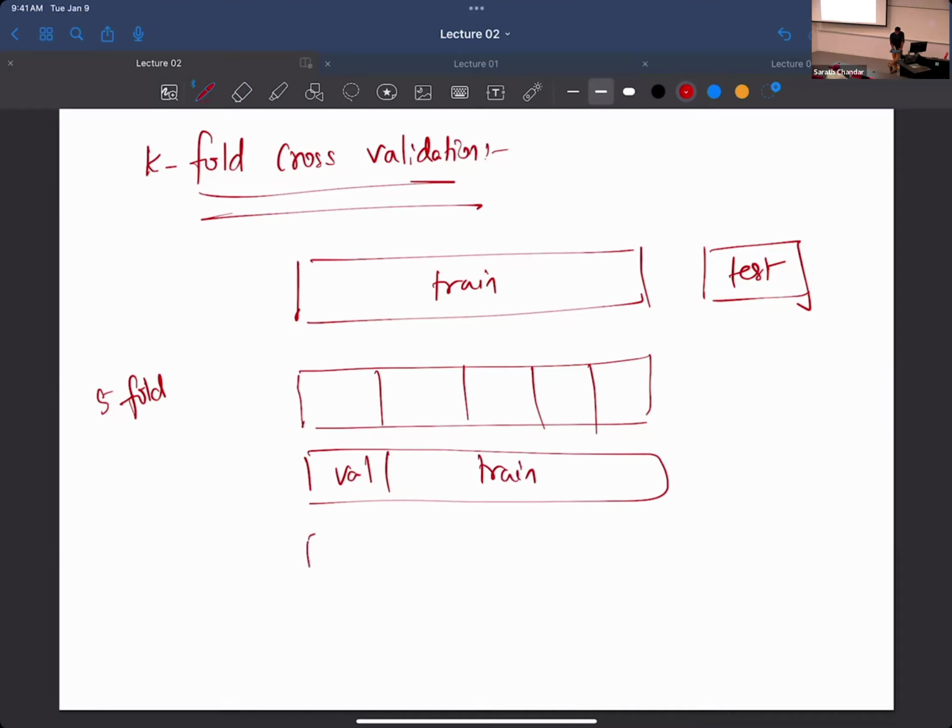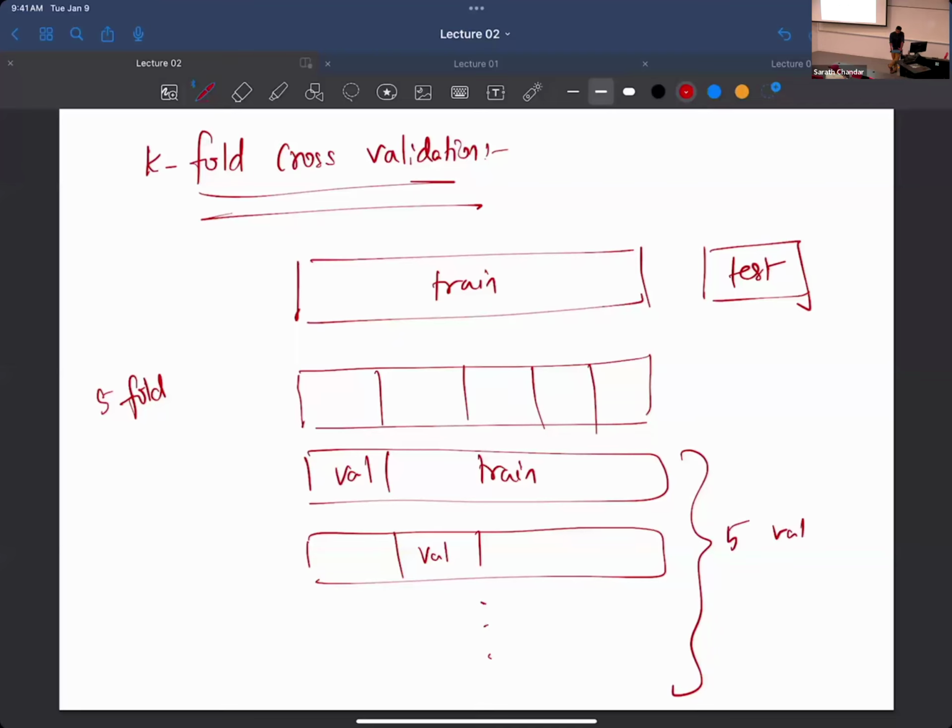Then I'm going to use the second part as validation and the rest as train. I'm going to get some performance, right? I'm going to repeat this process 5 times. I'll get 5 validation errors, right? I'm going to take an average of all these 5 validation errors. So that is a reasonable validation error for the lambda I picked. Is that clear? Now you repeat this process for every lambda, and pick the best lambda based on this average validation error. It's a very intensive process, okay?